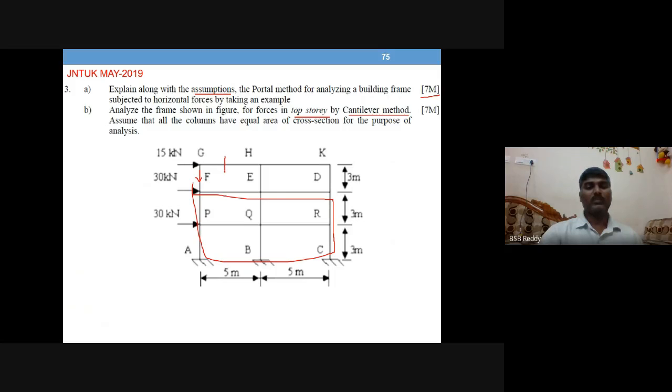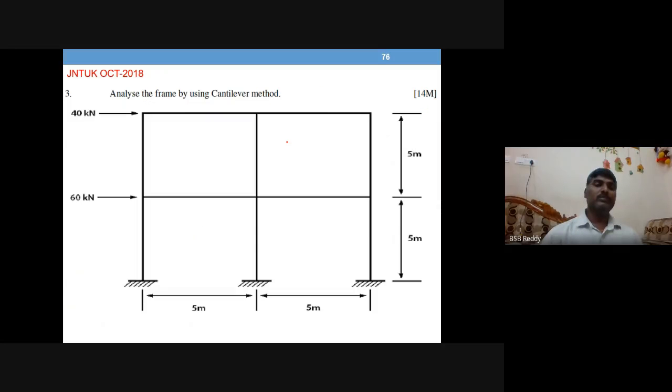So just work out the beam shear, then go for beam end moments, then column end moments, then column shear. That's it. Only work out the top story. As I said, only in the top story. So top story columns and top story beams. That's 3 plus 2, 5 members present. So the problem is simplified, just 7 marks.